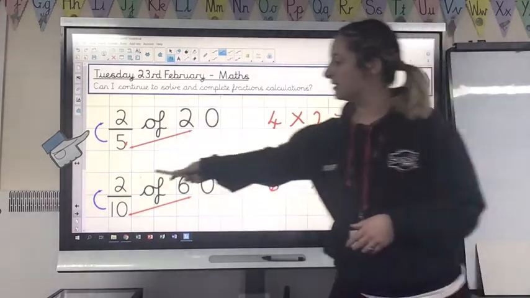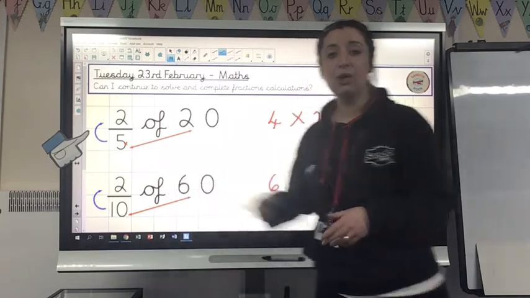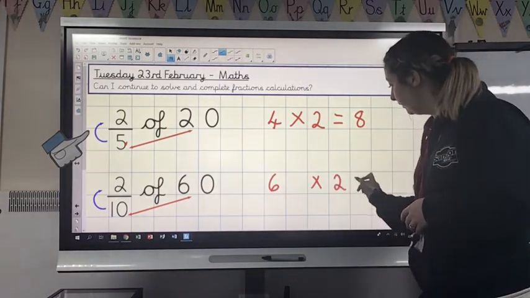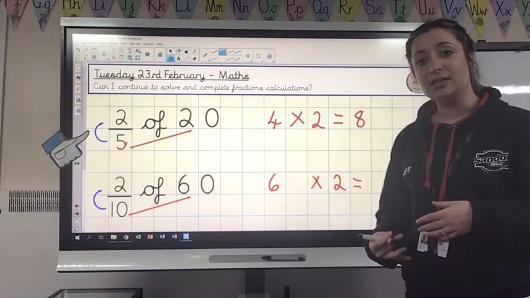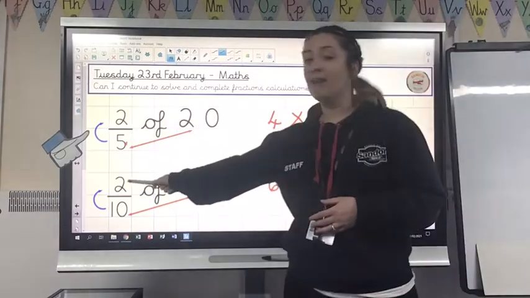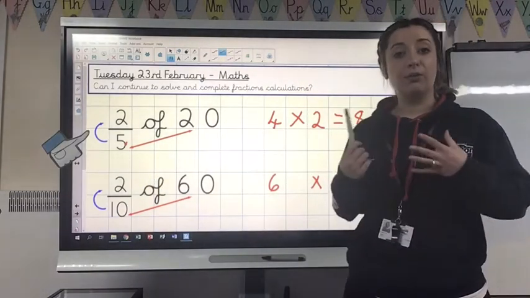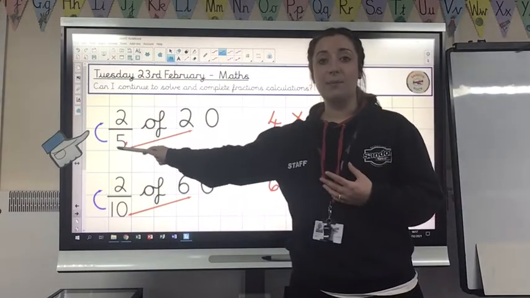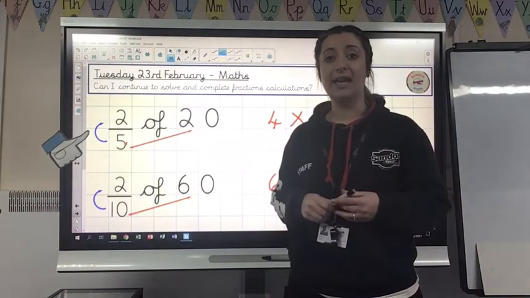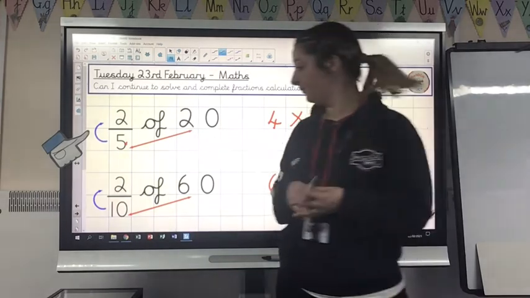6 times it by however many the numerator is saying, which is 2. So it's 6 multiplied by 2, and we know that that makes 12. Now if my numerator was 3, it would be 6 multiplied by 3. So the rule is that you divide by the denominator and then times by the numerator, and that will show you how to find fractions of calculations.